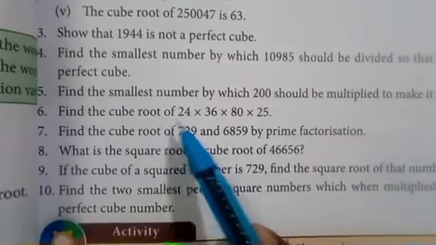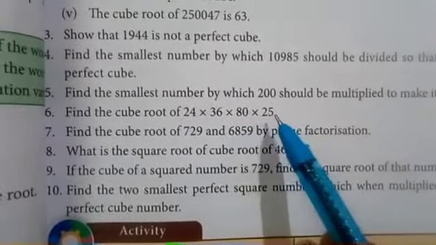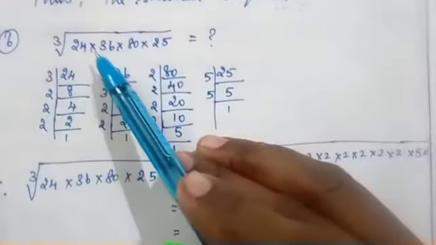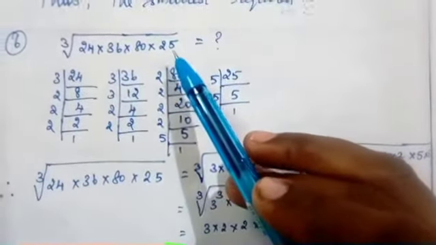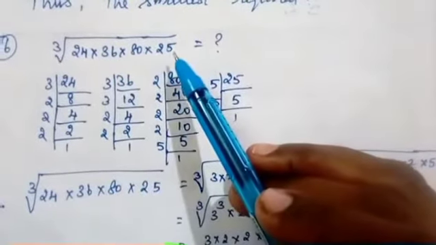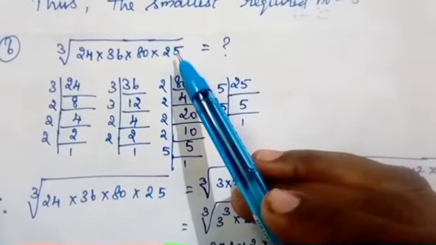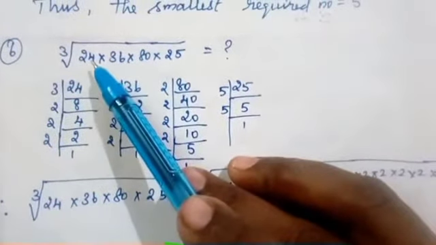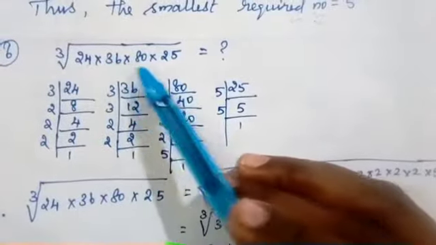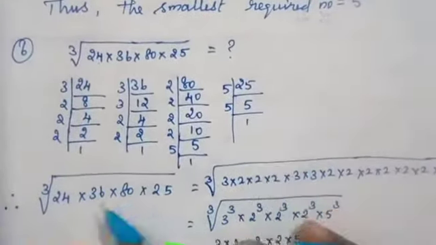Sixth question: find the cube root of 24 into 36 into 80 into 25. We have to find the cube root of this number. For the sixth problem, we have 4 numbers, the product of 4 numbers. You do not need to multiply these numbers. Simply use the prime factorization method. First, find the prime factors for 24, 36, 80 and 25 separately. Then, to find the cube root, write it in this form: cube root.